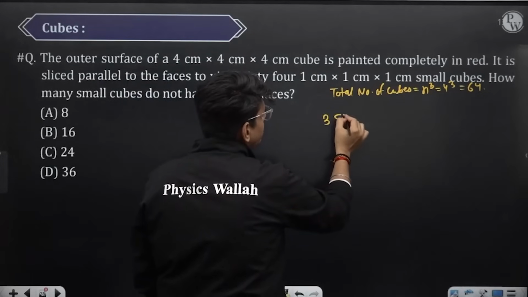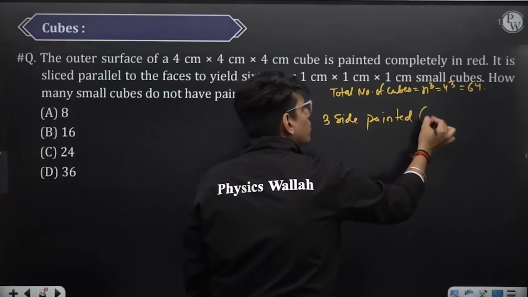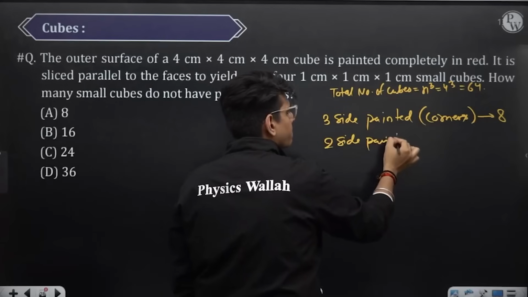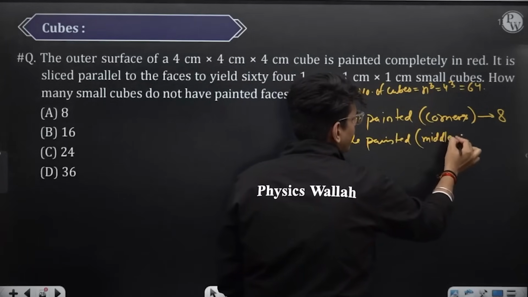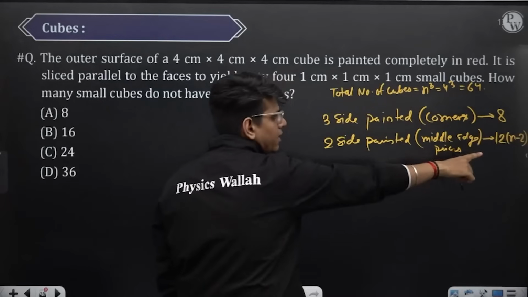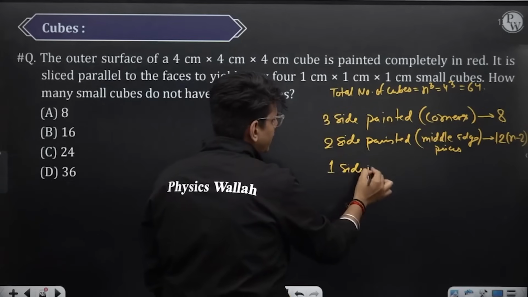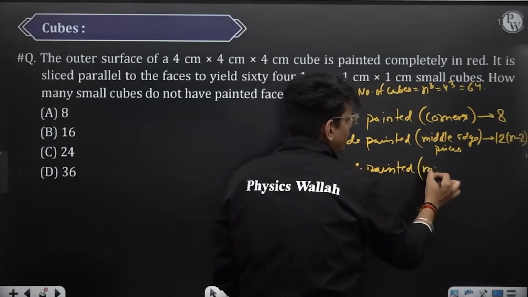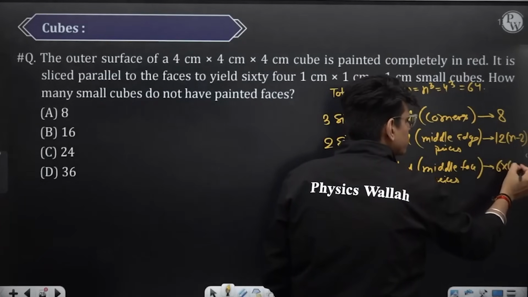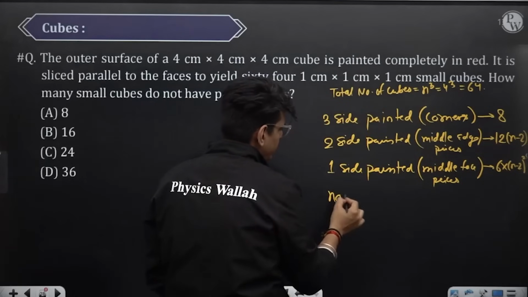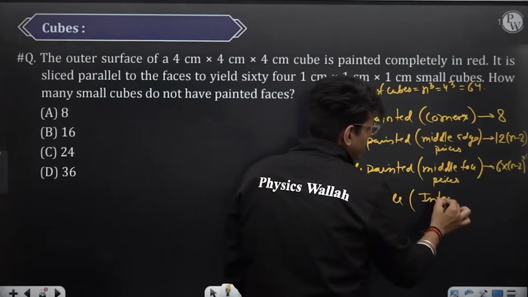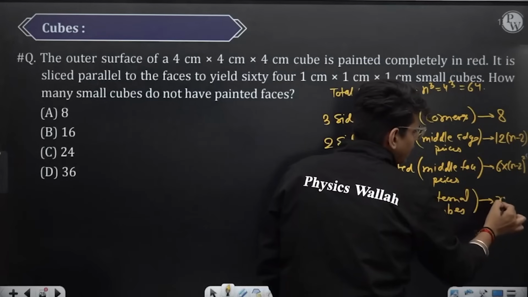So 3 side painted: all the corners, 8 fixed, right? 2 side painted cubes: middle edge pieces. Okay, these are given by 12 edges, (n minus 2), by removing the 2 corners, right? One side painted: all the middle face pieces. These are given by 6 faces, and on each face, (n minus 2) square cubes. Where no color, 0 side painted, these are internal cubes. Internal cubes are given by (n minus 2) cube.